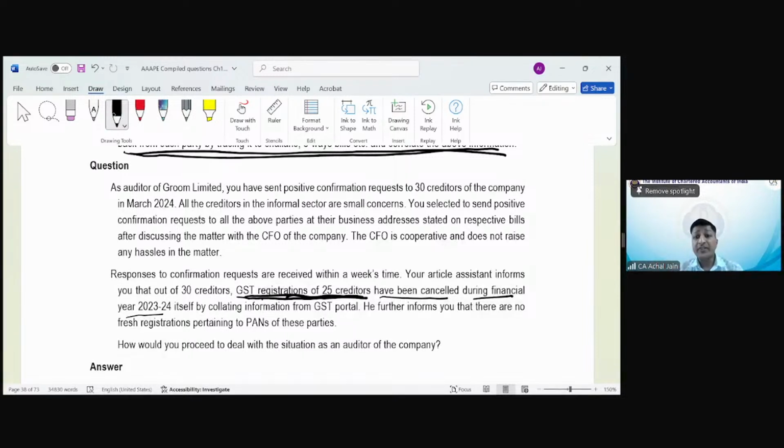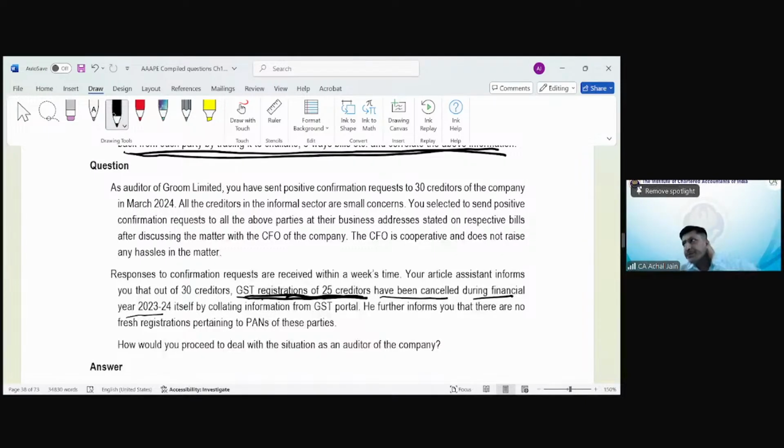Now, he further informs you there are no fresh registrations. Okay, let's suppose there's a vendor whose registration got cancelled, so then the same vendor didn't get a fresh registration. On that particular PAN, you can always go check that on the GST portal.